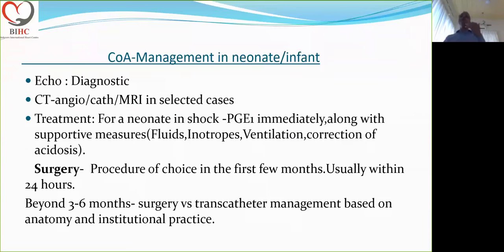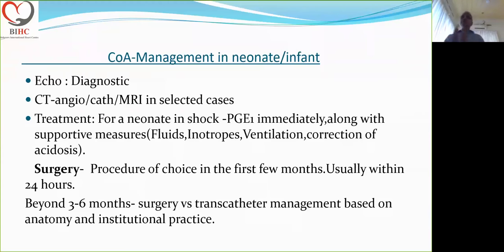Not that you should sit on the baby forever, but 12 to 24 hours of stabilization of a baby in shock gives a much better chance of the baby surviving the surgery compared to sending the baby in shock over a few hours of road journey to a tertiary care center.